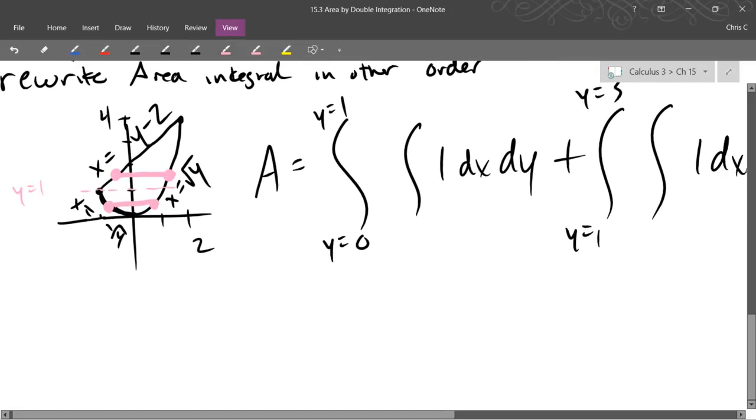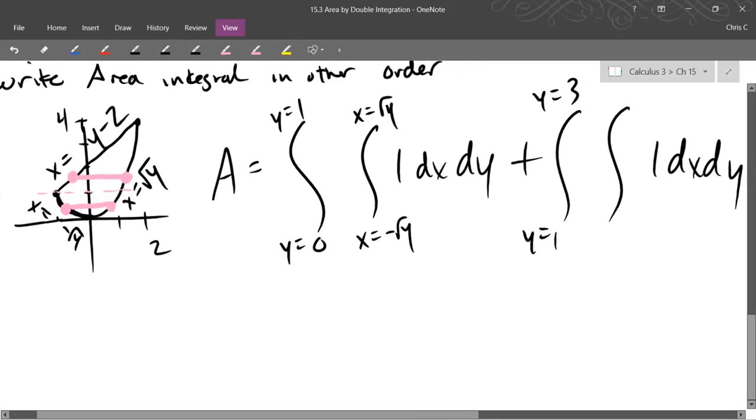So from 0 to 1, what is the small x value? So it'll be minus square root y, and then the big one from 0 to 1? Big square root, regular square root y. All right.